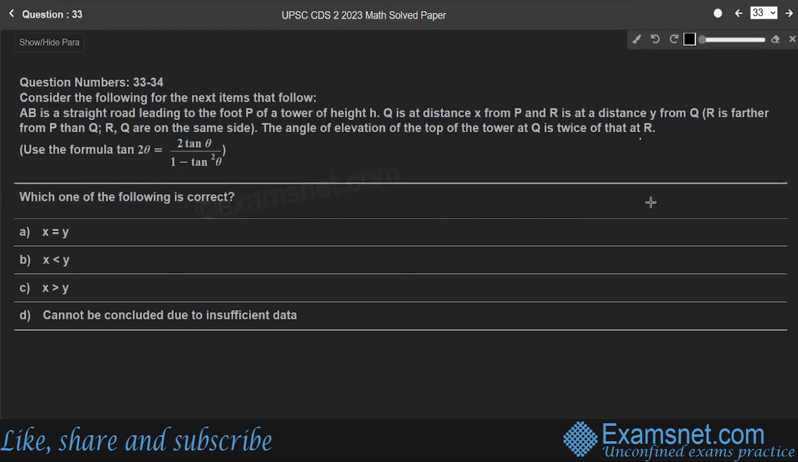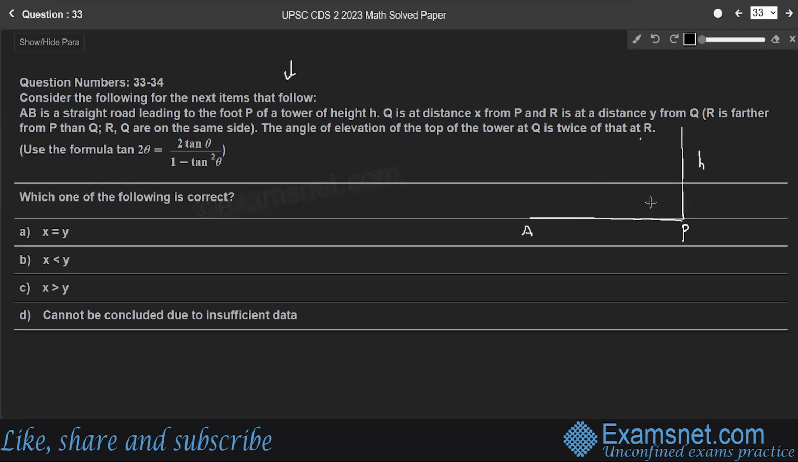Question 33 and 34 are based on the below information. Consider the following for the next 2 items that follow. AB is a straight road leading to the foot P of a tower of height H. So we'll consider AB a straight road like this, right? So leading to the foot P of a tower of height H. So we'll consider a tower of height h whose foot is p, right? Height of the tower is h, right?